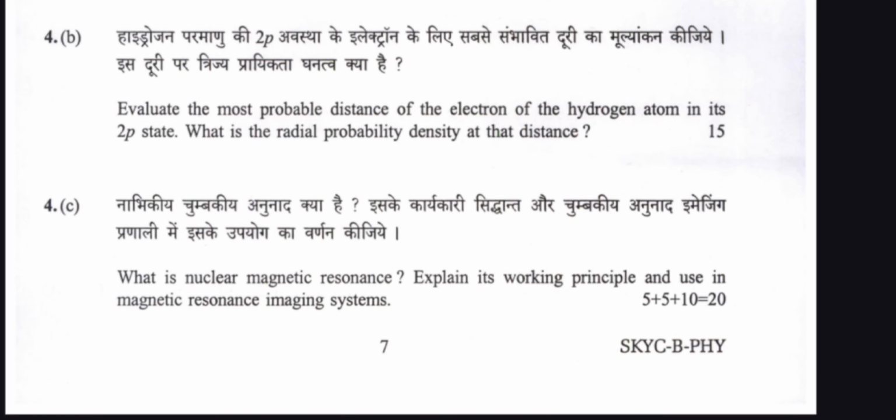And question 4b, evaluate the most probable distance of the electron of the hydrogen atom in its 2p state. What is the radial probability density at that distance?